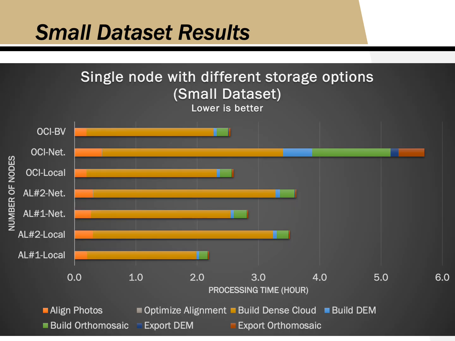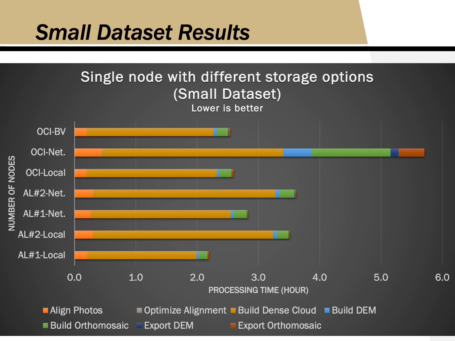This slide shows the results of the small dataset. The graph in this slide shows the processing time of each structure from motion step in different colors, and those steps are shown in the bottom legend. These steps are align photos, optimize alignment, build dense point cloud, build DEM, build orthomosaic, and exporting DEM and orthomosaic images. As this graph represents the time it took to finish the whole SFM process, a shorter bar in the graph represents better SFM performance. Let's look at the local storage option comparison.